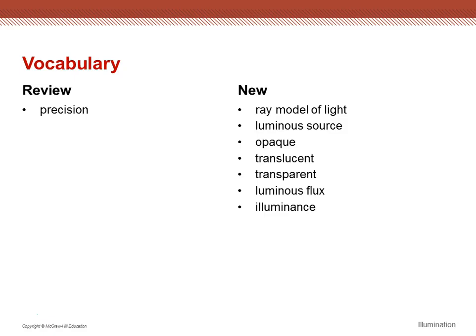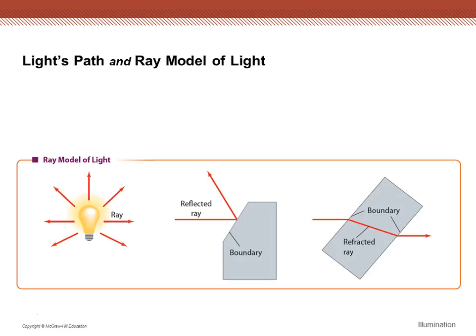Vocabulary that we'll review are terms like precision, and then new terms like ray model of light, luminous source, opaque, translucent, transparent, luminous flux, and illuminance.